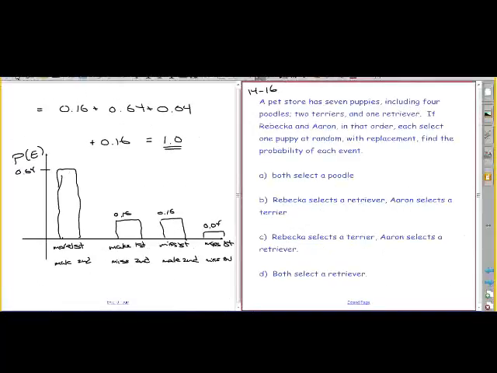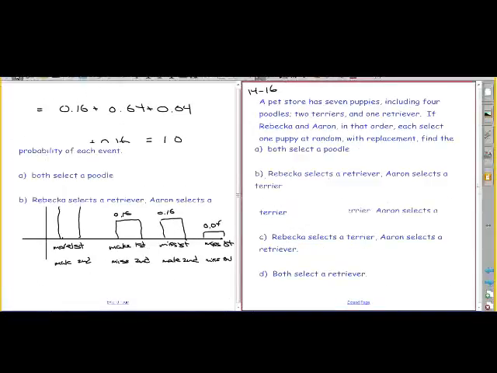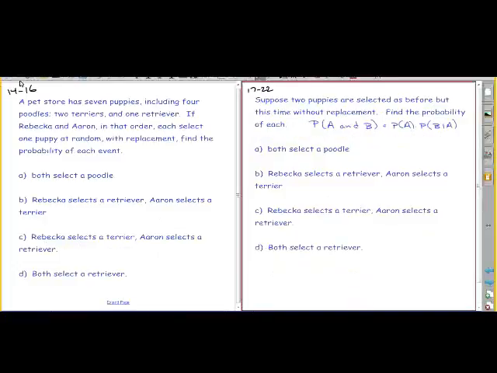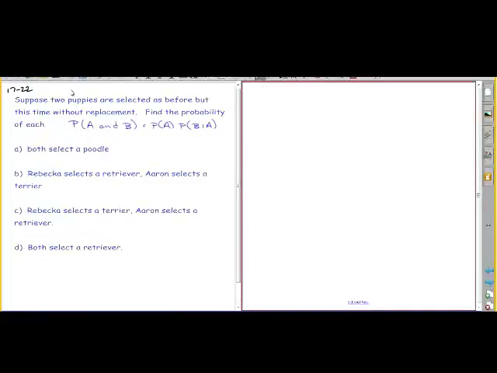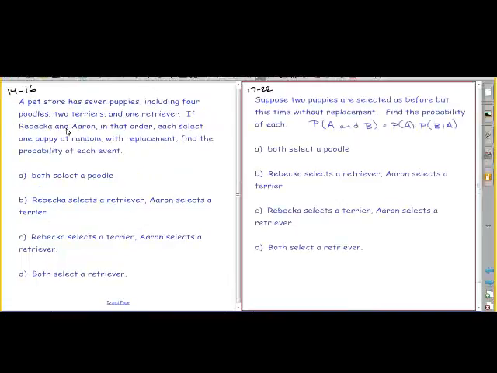Okay. Now, let's look at a case. I'm actually going to skip that one. I'm going to do the second one first. So here's the one about puppies. This is an example of a cute math problem. Suppose 2 puppies are selected, as before. What was before? We had 2 people, Rebecca and Aaron, and they select a puppy at random.